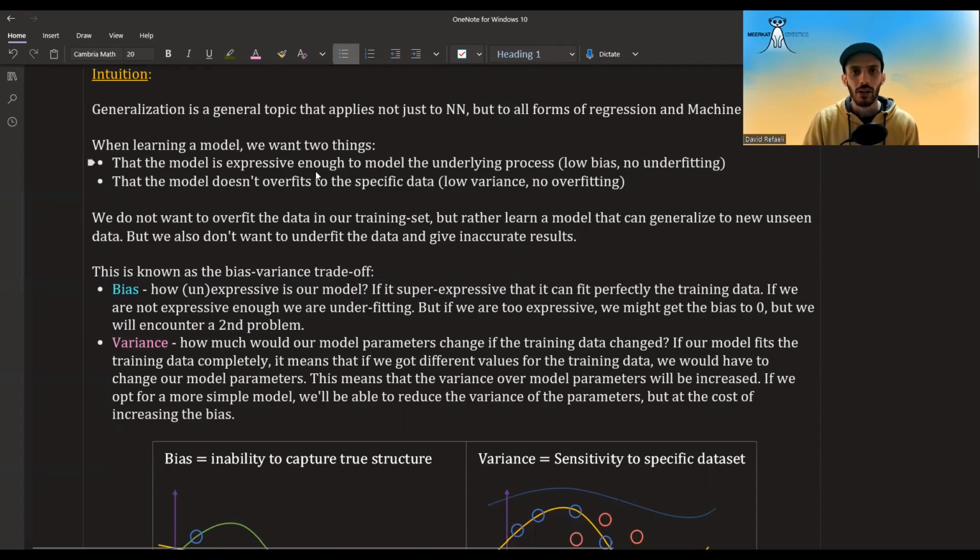The second thing we want is for our model not just to perform great on our training data, but also to perform great on other data that it hasn't seen, on new data. So we say we don't want our model to overfit to the specific data. We also call this that our model has low variance. But it turns out that although we want these two things, up to some level there is a trade-off between the two. If we want low bias, we might get high variance, and if we want low variance, we might get high bias.